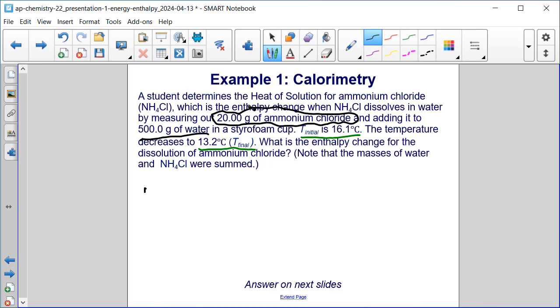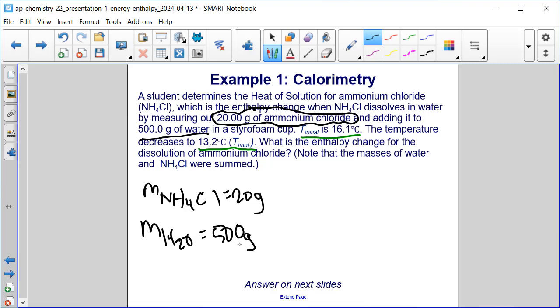So we have the mass of ammonium chloride, NH4Cl, as 20 grams. The mass of the water is 500 grams. So the total mass in the calorimeter, in the styrofoam cup, is 520 grams. Then we're also told that the initial temperature is 16.1 degrees Celsius, and the final temperature is 13.2 degrees Celsius.